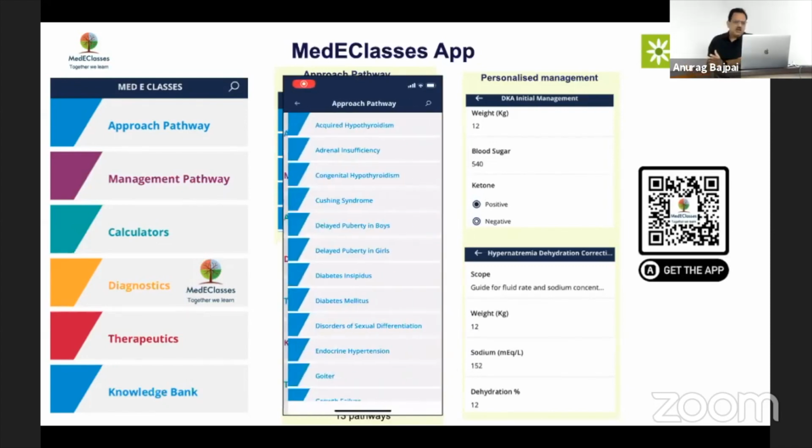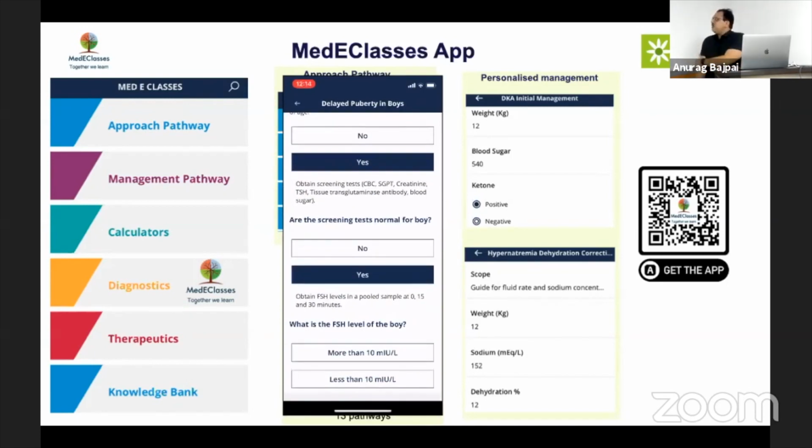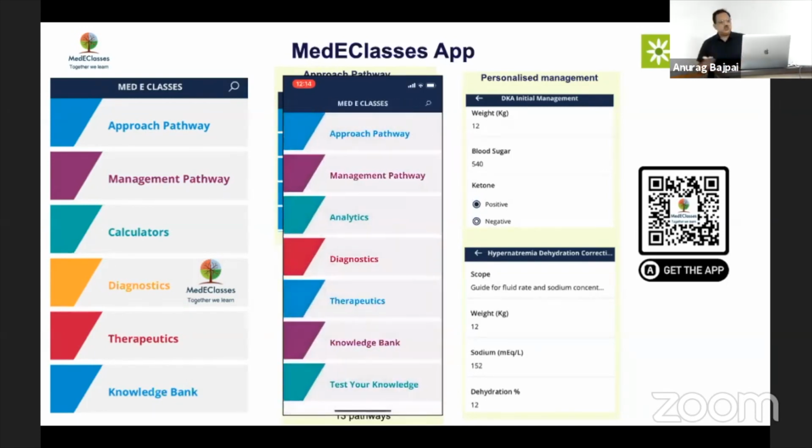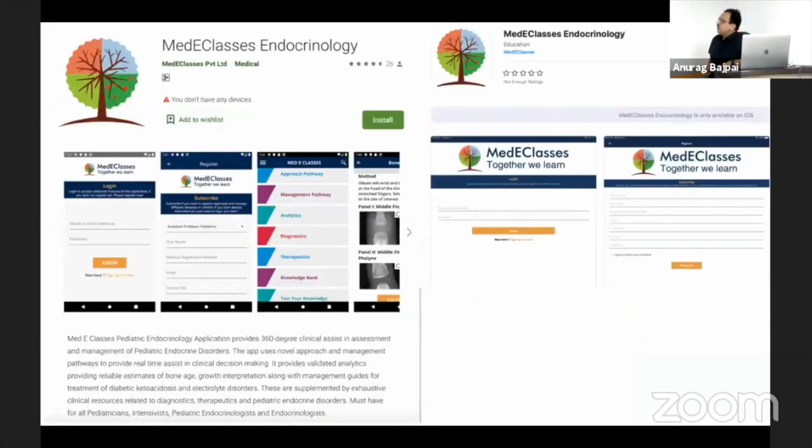Now, it is a very simple user interface. You just go to the disorder you're looking at, and then you answer a few questions. Yes, no, you will get the answer, and we'll go through that. Now, this is available on both the Android as well as the iOS platforms. You can just go and download it from there. All you have to do is register.